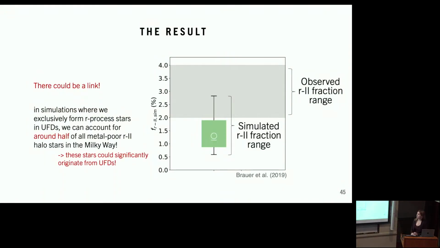But you can obviously form r-process stars through inhomogeneous mixing in larger galaxies and things like that as well. So sort of 20% have one of these events. Yeah, order of magnitude, I would feel safe saying that.